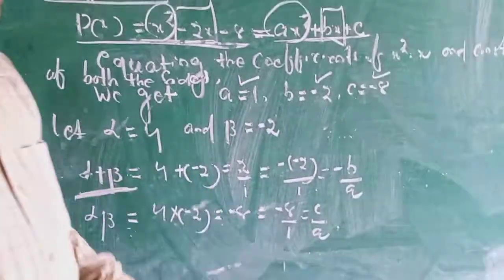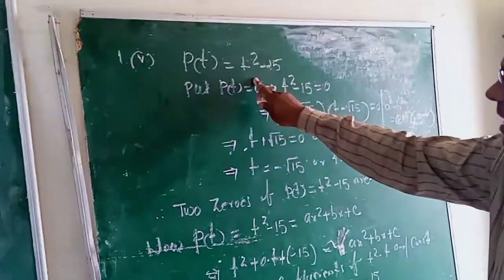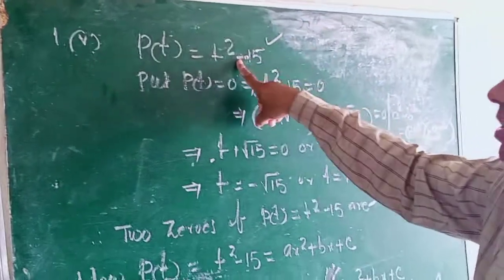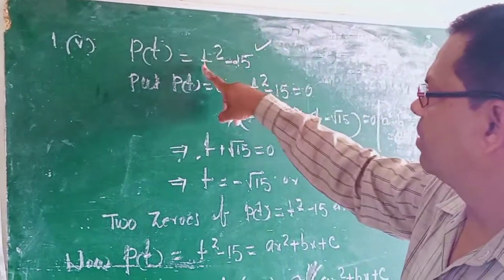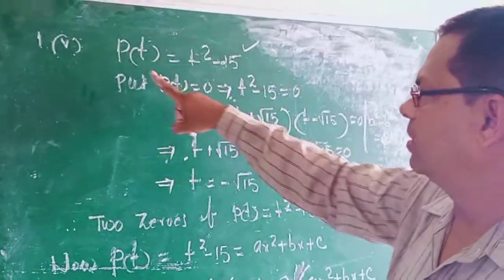And one more question I will do from this exercise, that is 1.5. The question given is p of t is equal to t square minus 15. So this is something different from that one, and that's why I am solving this one.